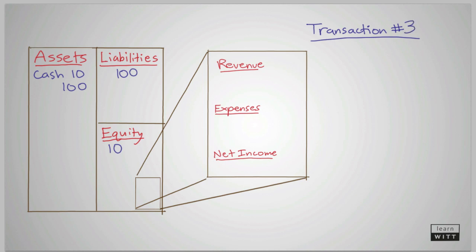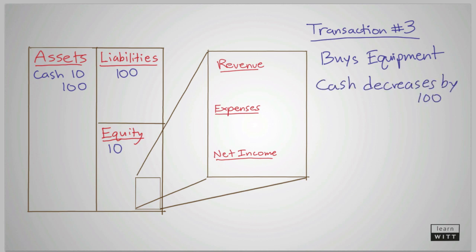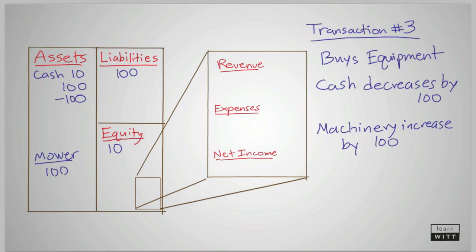Transaction number 3. Jim buys equipment. Cash left the business, so there is a decrease in cash of 100. The cash was used to buy machinery, so there was an increase in machinery of 100. On the books, an account called mower is created, and it is increased by 100 to show the purchase of the asset. The cash account is then decreased by 100.